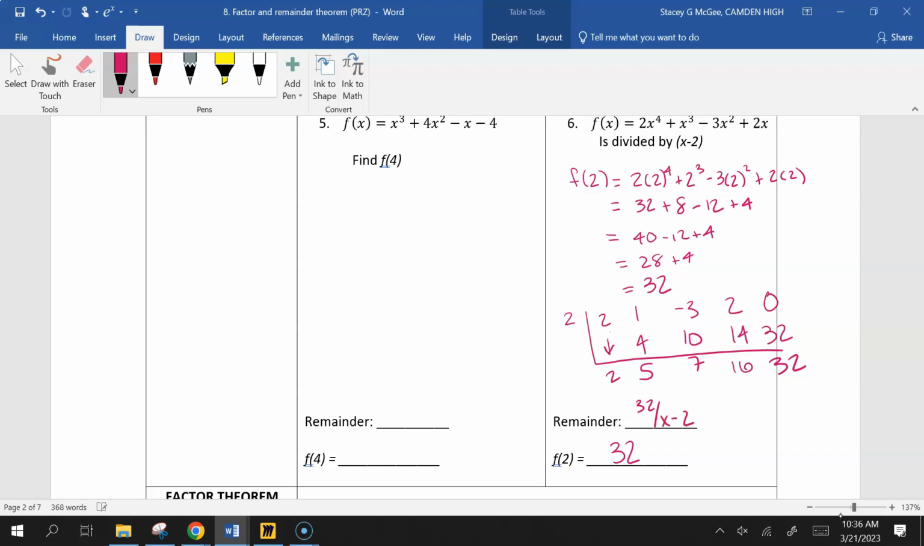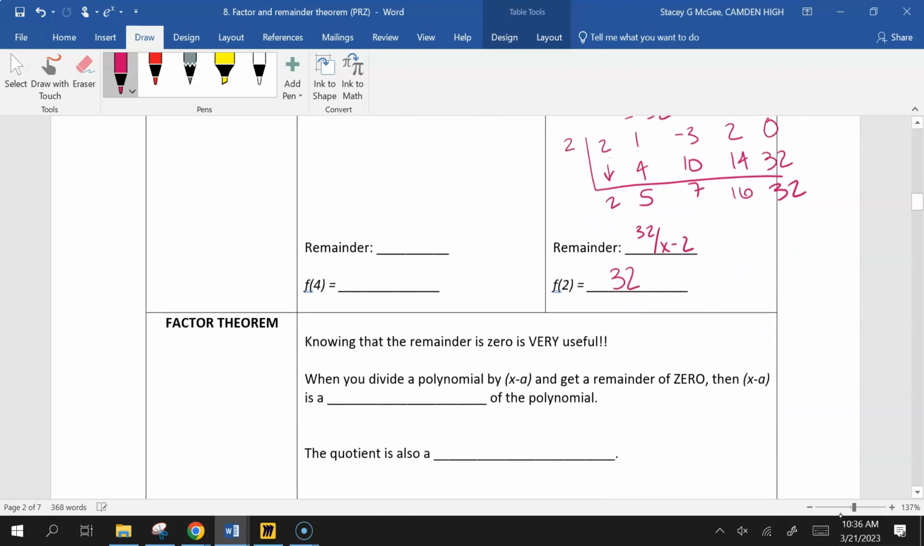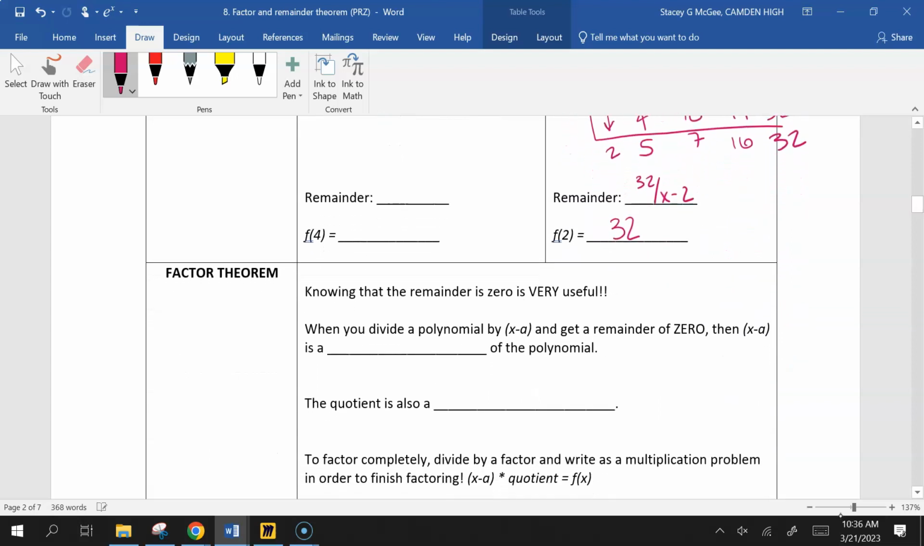Everybody good? See what we're doing here? All right, now we get to the good stuff. Ready? This is going to be important because we're going to be looking for things that have a remainder of 0. Because when something has a remainder of 0, that means it goes into it evenly. And something that goes into anything else evenly is called a factor, right? Do we agree?